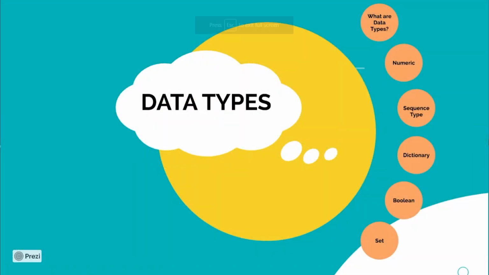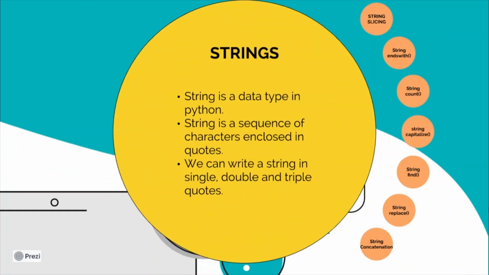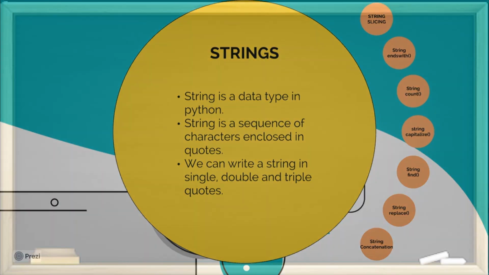So today we have seen variables, data types in Python, then the type function, input function, and different operators in Python. We have seen what is a string, then string slicing, different functions of string, and string concatenation.